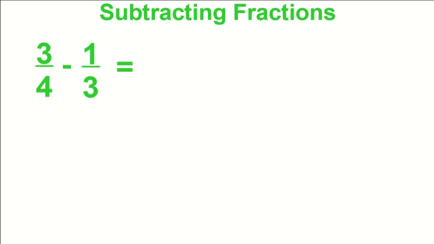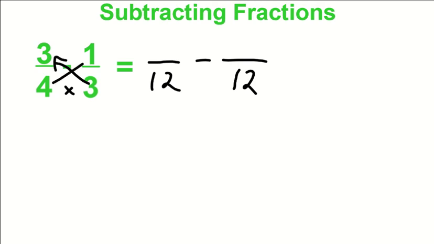Then subtracting fractions. This works the exact same way. The only difference is when we get to the end, you subtract numerators instead of adding them. So look, we can do it just like I did before. I'm going to multiply my denominators. 3 times 4 gives me 12. And I'm going to cross multiply to get my new numerators.